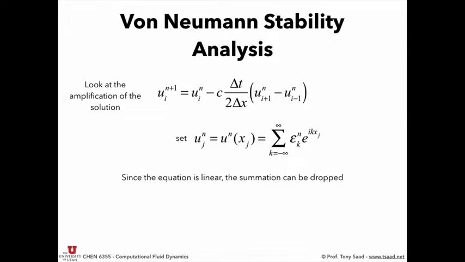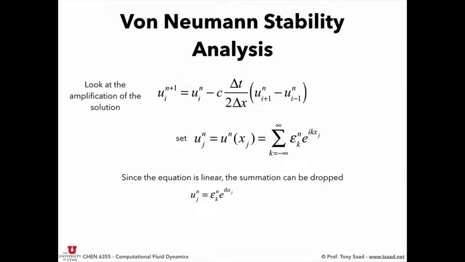Now, we're going to take this and put it back into the equation. But since this equation is linear, what is valid for the entire summation is actually valid for a single wave number k. Agreed? If it's valid for the entire summation, since everything is linear, it's actually valid for an arbitrary wave number k. So we can figure out the solution for a wave number k and then add everything up together. Okay? So instead of doing the summation, we're going to drop the summation and say u_j^n is just epsilon_k^n times e^(ik x_j).